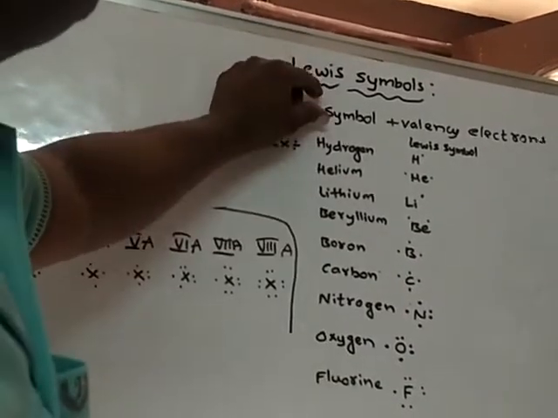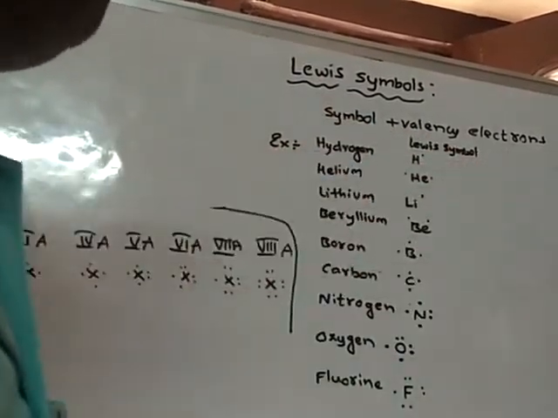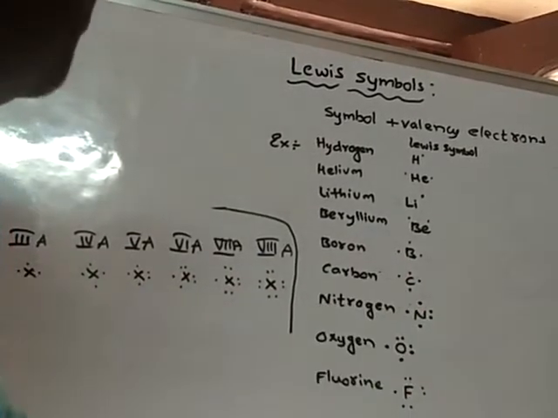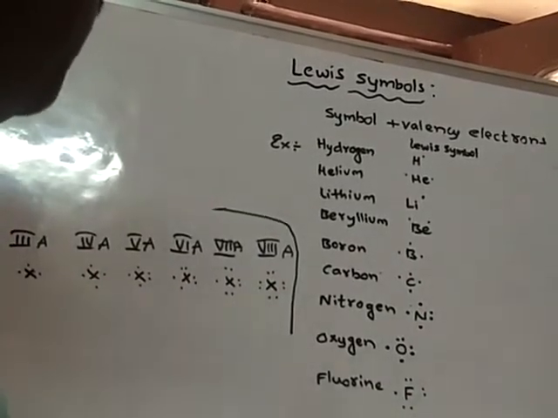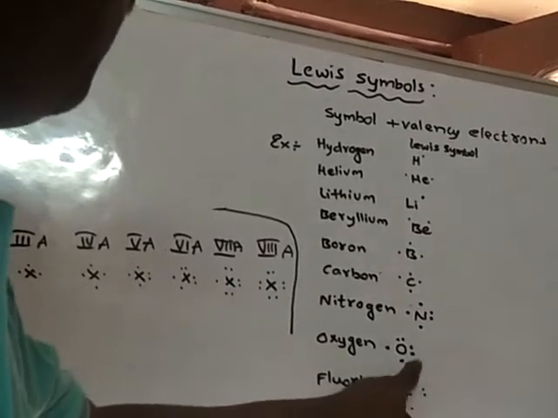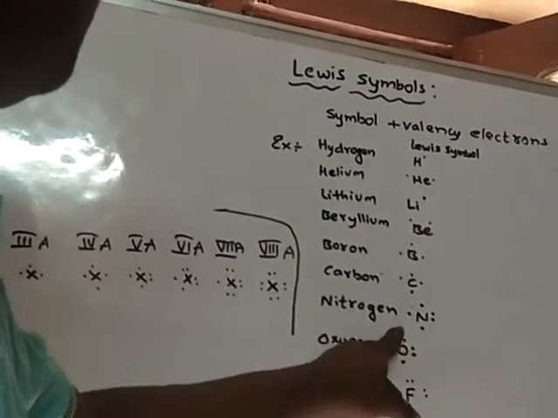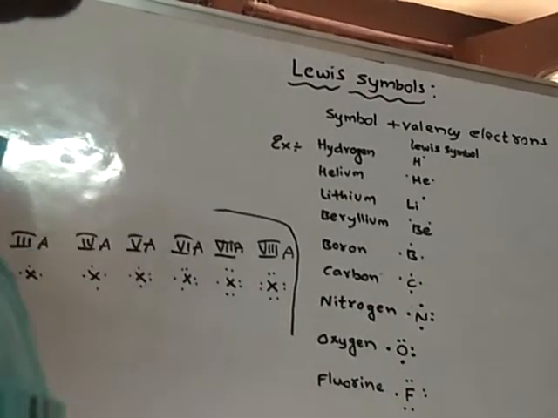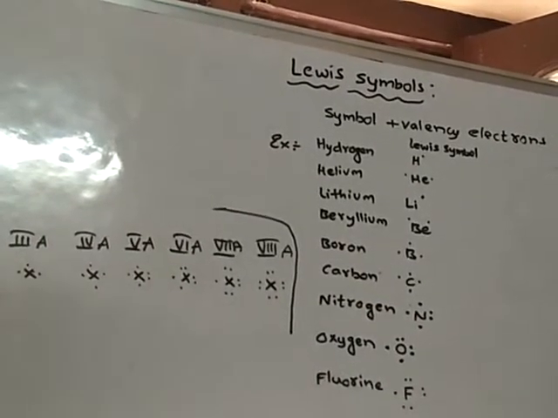So like this. If you write the symbol plus valence electrons, then it is said to be the Lewis symbol of boron. This is the Lewis symbol of carbon. This is the Lewis symbol of neon. This is the Lewis symbol of fluorine. This is the Lewis symbol of oxygen. This is the Lewis symbol of nitrogen. So on and so forth. Like this, Lewis symbols can be written.